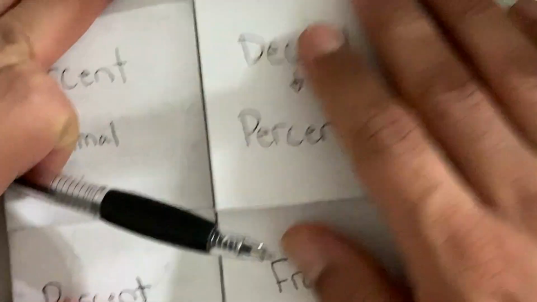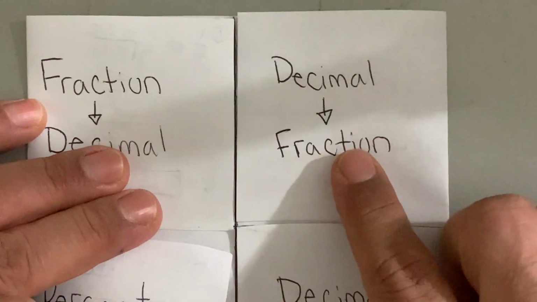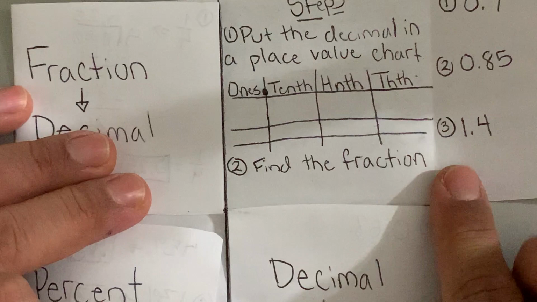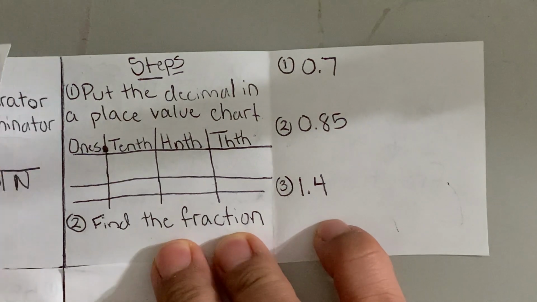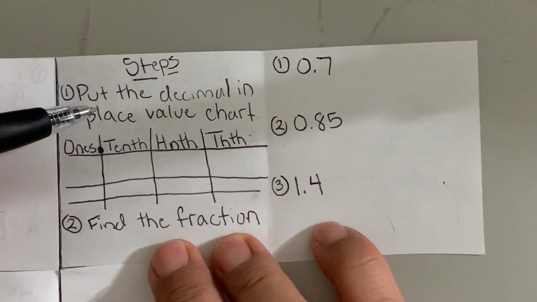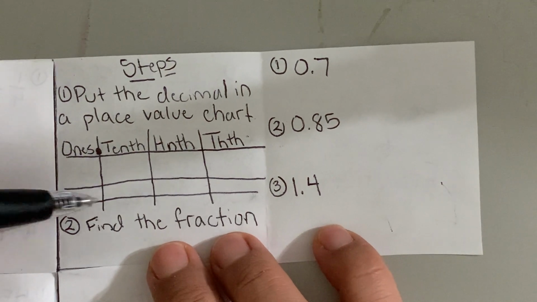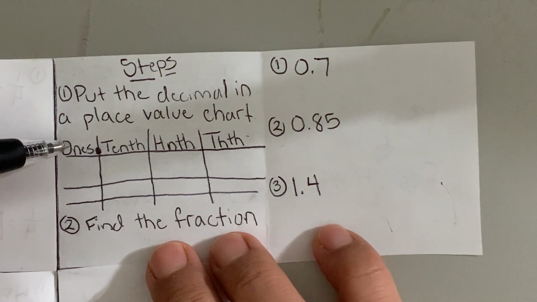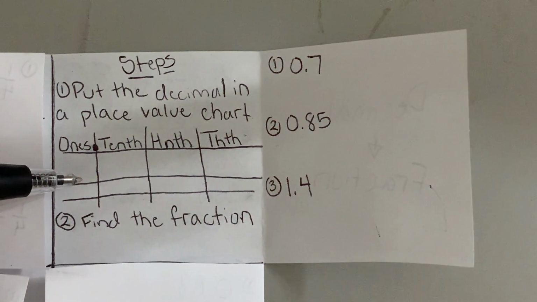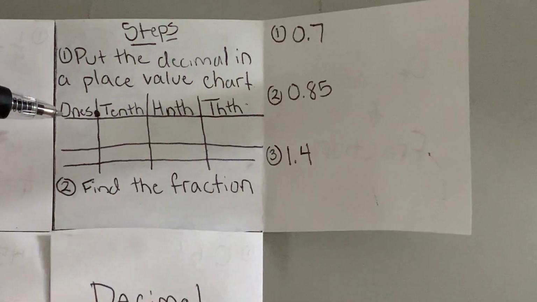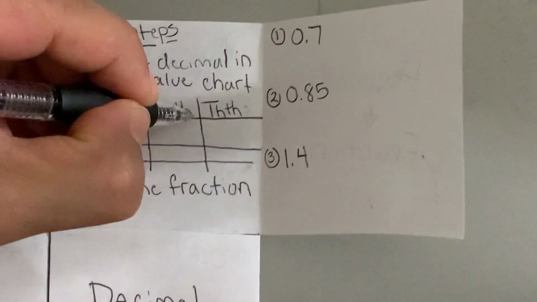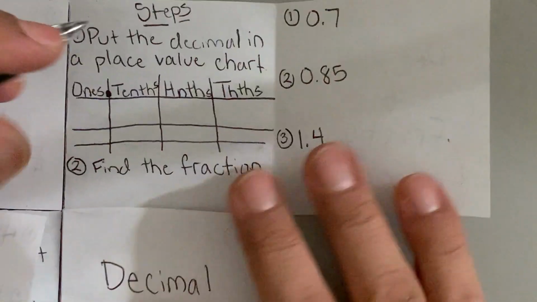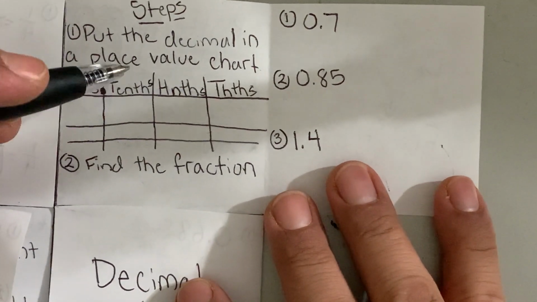All right. So now that we're done with the left side, we're going to move over to the right side. Now we're going to do the top right, which says decimal into fraction. So in this example, we're going to put the decimal in a place value chart. And I've made a place value chart right here. A place value chart looks like this. If you want one, you can look it up on the Math Manipulatives page. But I have one right here. Ones, tenths, hundredths, thousandths. I didn't write out thousandths or hundredths, but I abbreviated them just so we can see.